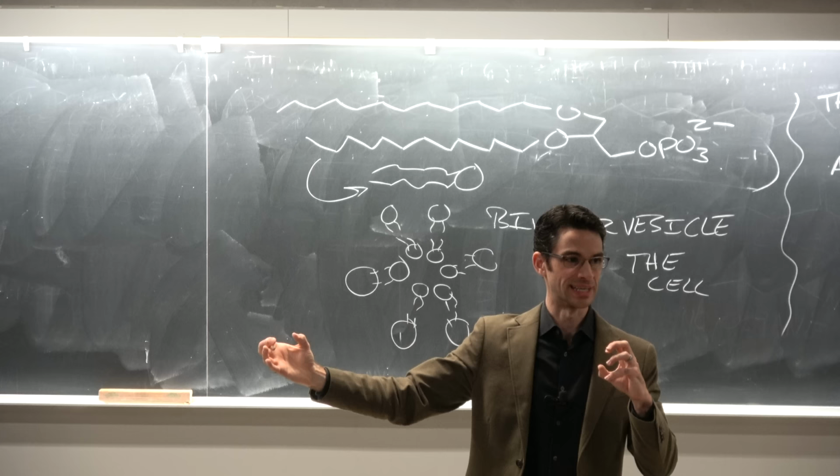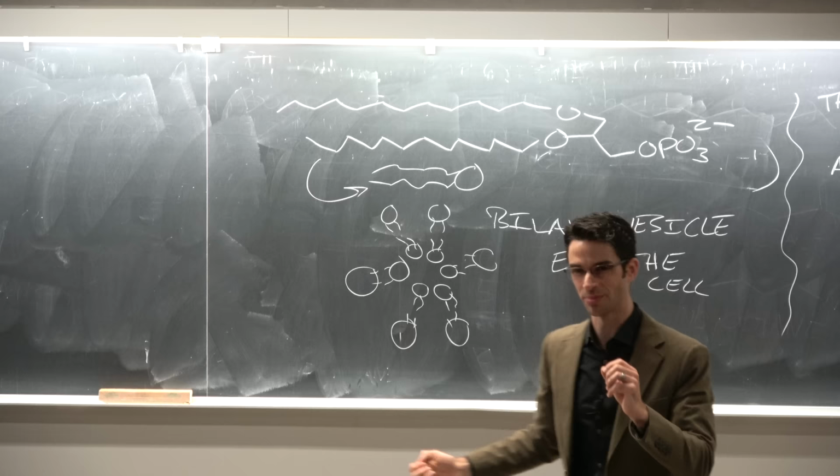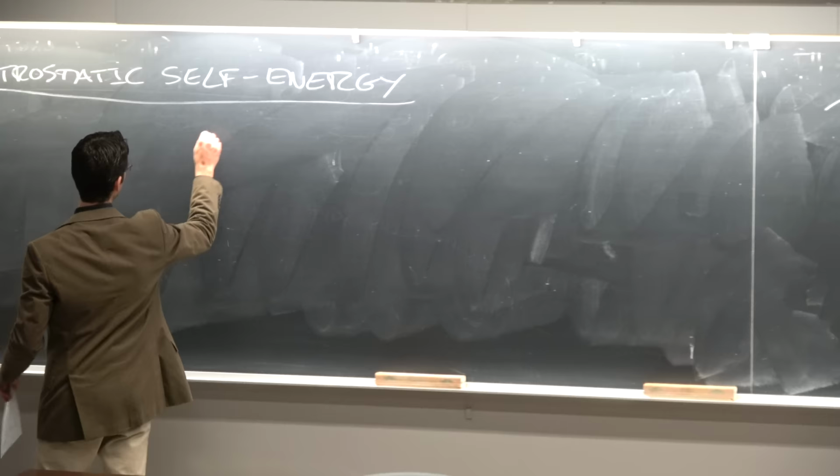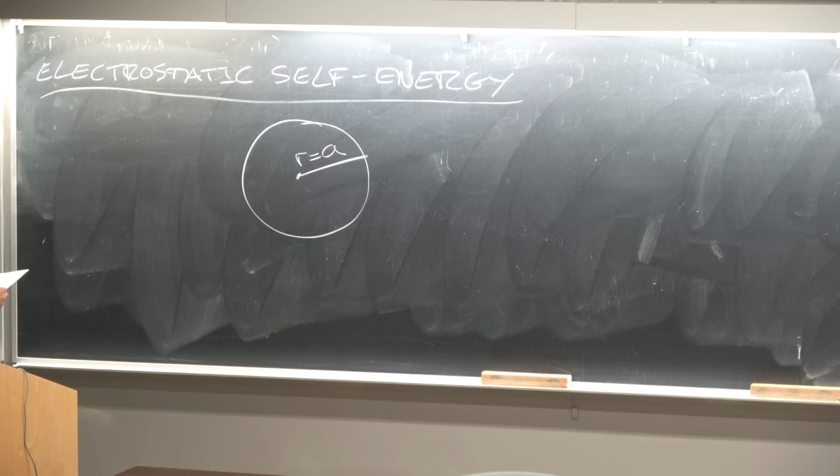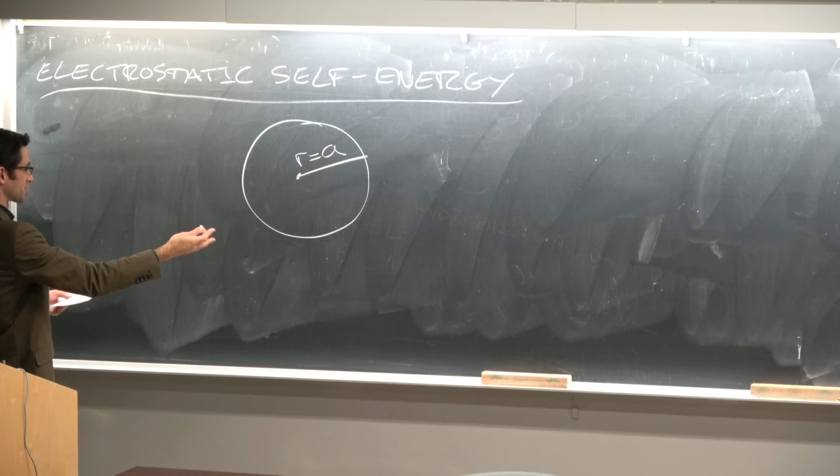So this seems like obviousness, but I hope to explain it in a way that maybe you haven't seen before. Imagine you have a sphere with radius a. We're going to calculate the unhappiness, or electrostatic potential energy, of this sphere.